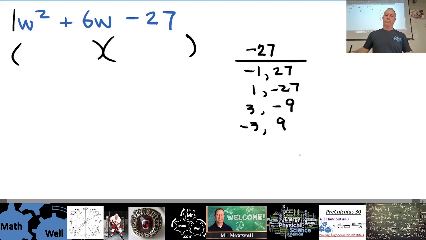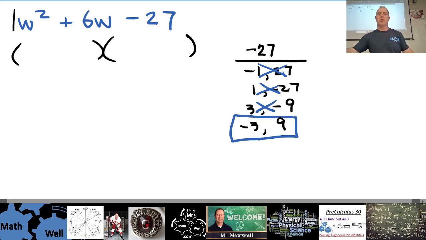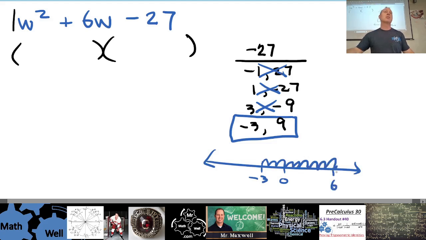Now, from that list, do you see any combinations? Obviously, these all multiply to negative 27. Do any of these combinations also add up to positive 6? Does negative 3 and positive 9 add up to positive 6? Yes. On the number line, there's 0, here's negative 3. If I go up 1, 2, 3, 4, 5, 6, 7, 8, 9, I end at positive 6. Math does make sense.